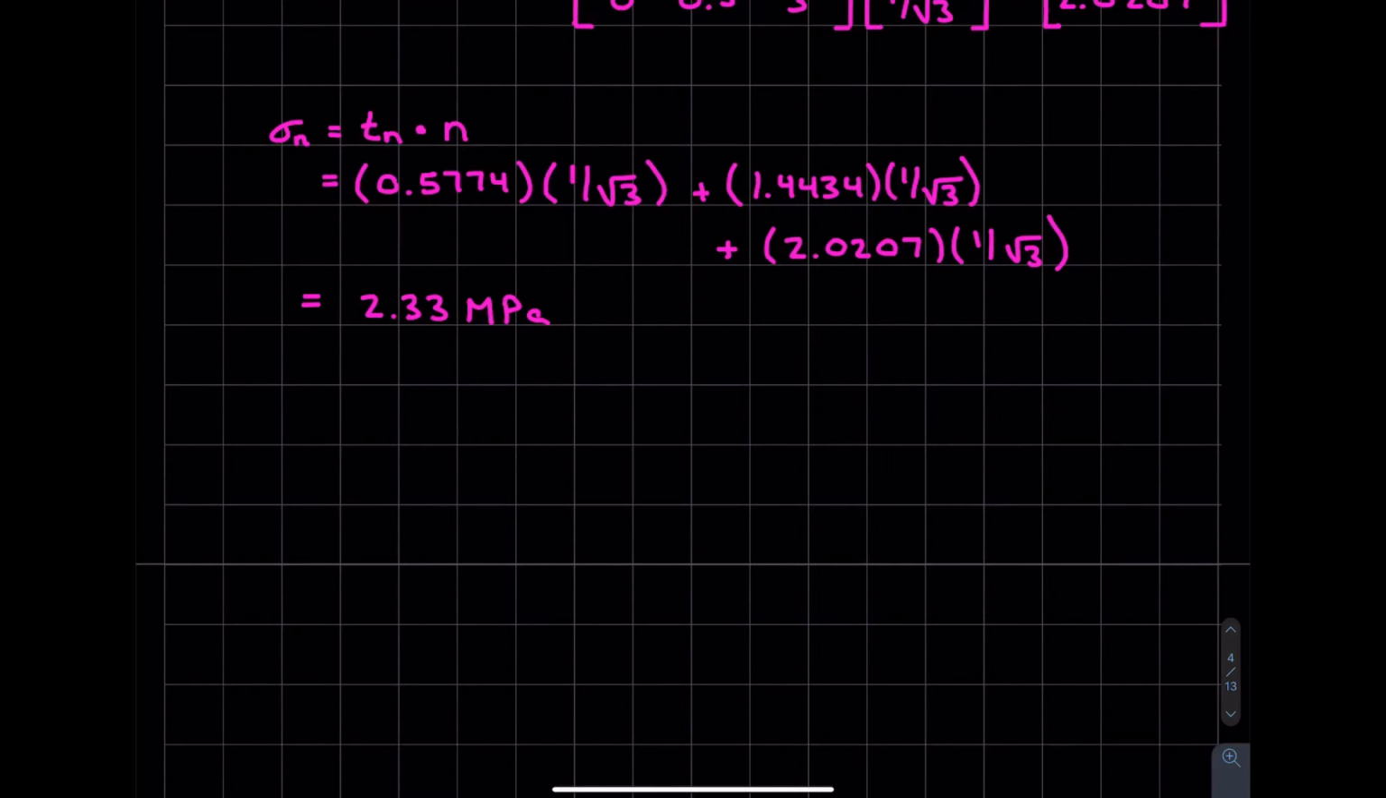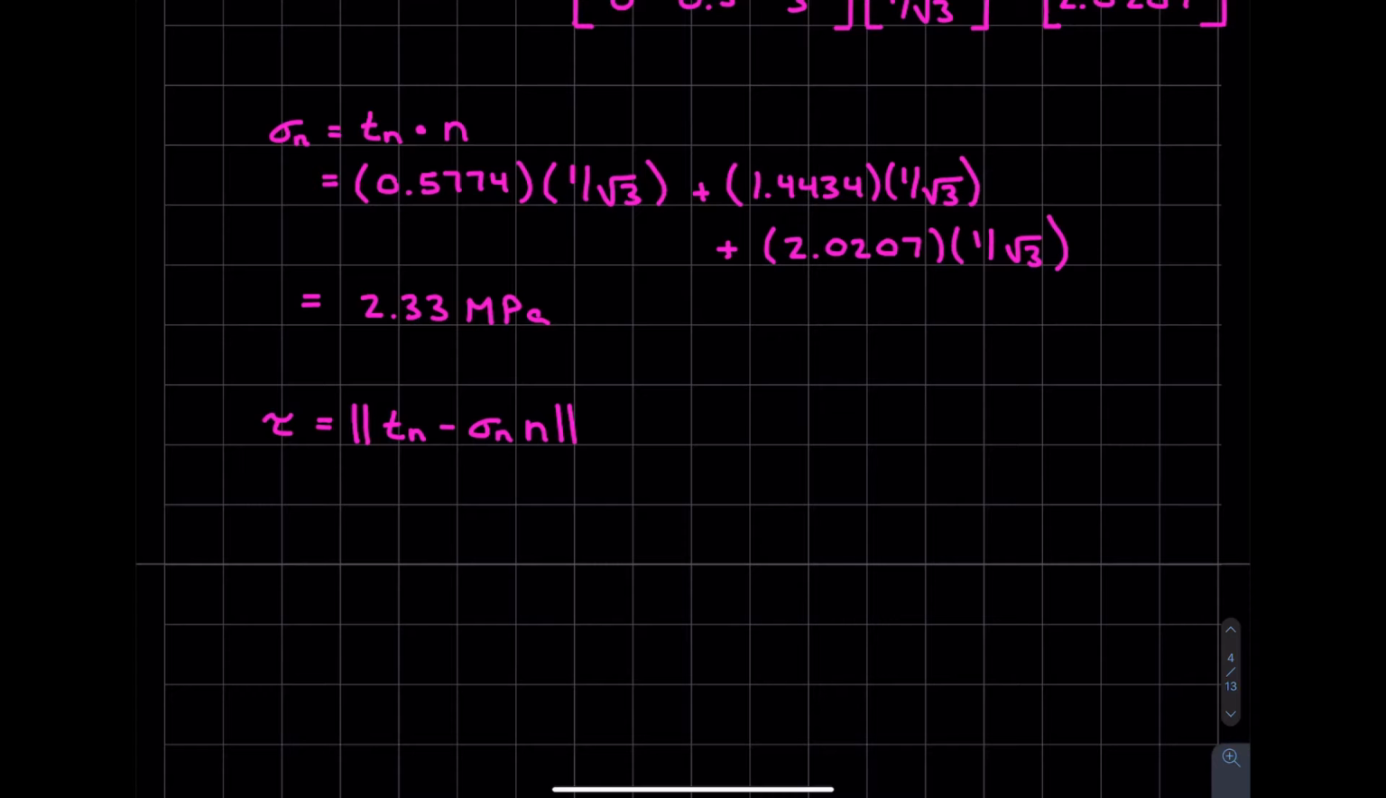The last part of the question that it wanted us to answer was, what is the shear stress, which we know is tau. So again, tau is equal to the norm of Tn minus sigma n times n. So remember, this sigma n is the normal stress that we found above. This is not the stress matrix. It's sigma n multiplied by n.